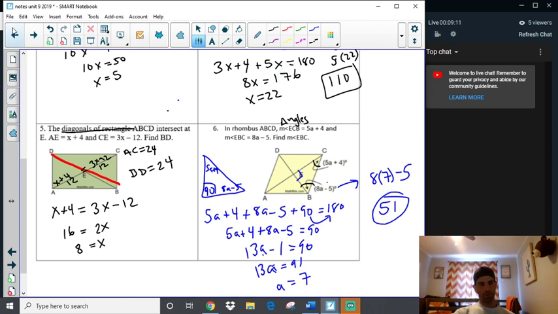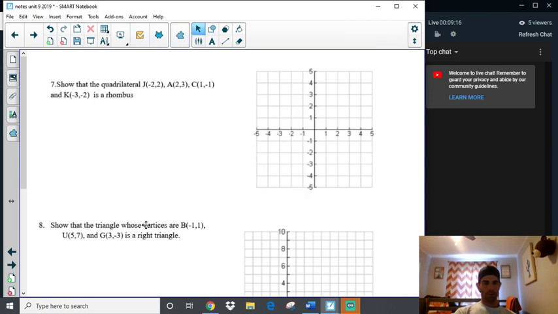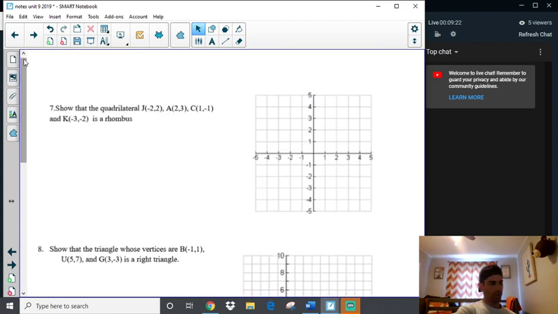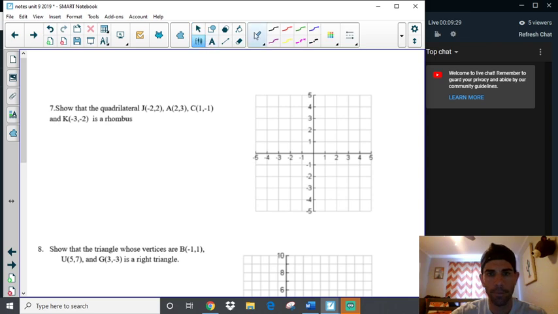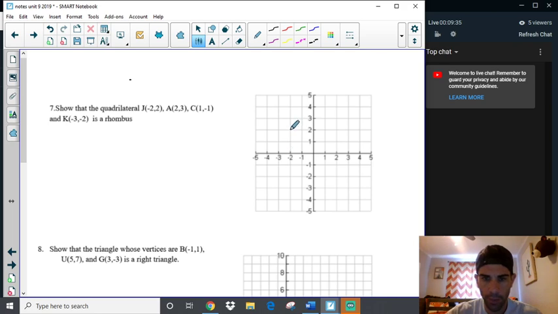Turn the page, go to some stuff that we were doing yesterday, which was our coordinate geometry. So we have 3 questions to do here. Show that quadrilateral JACK is a rhombus. So let's get that graphed. -2, 2, that's J. 2 and 3 is A. 1 and -1 is C. And -3 and -2 is K. So here we go, rhombus there.